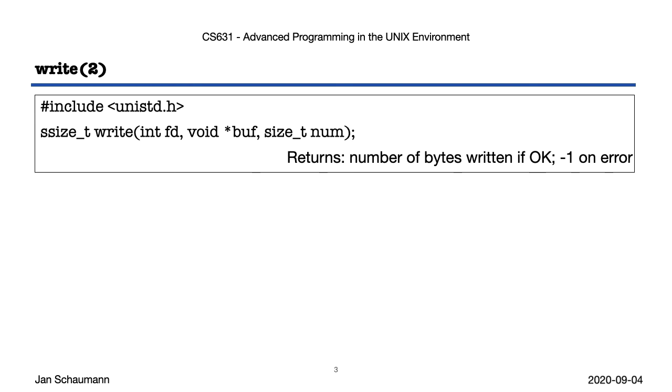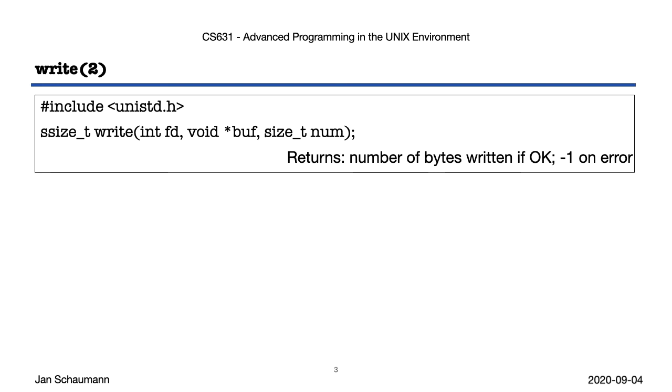Writing data works almost the same way. You again provide a file descriptor to write to, a buffer containing the data you want to write, and the number of bytes you want to be written. Just like with read, it's again your responsibility to ensure that the buffer is at least num bytes in size, or else you again encounter a segmentation violation, a seg fault.